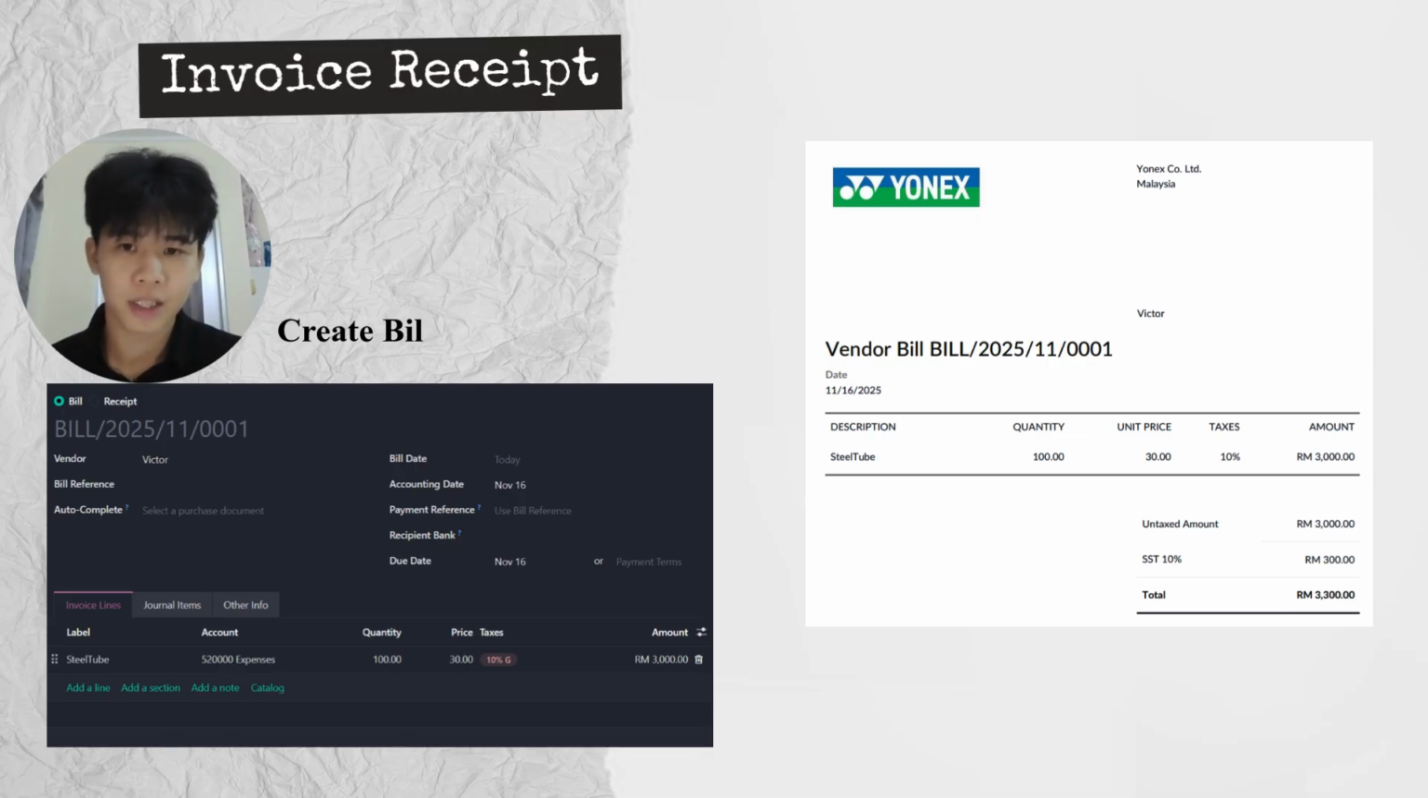For this part, it is the invoice receipt. We already created a bill for the vendor. In the vendor bill, the description is steel tube, quantity 100, unit price is 30 ringgit, and the amount is 30,000 that we need to pay to the vendor.